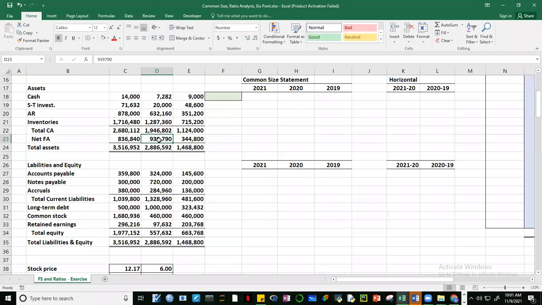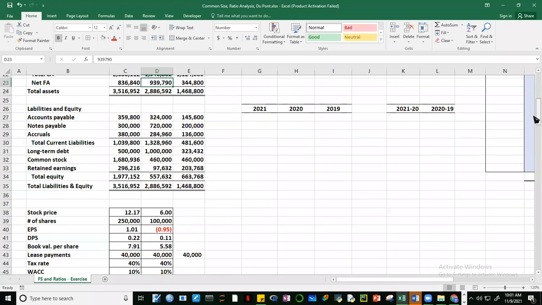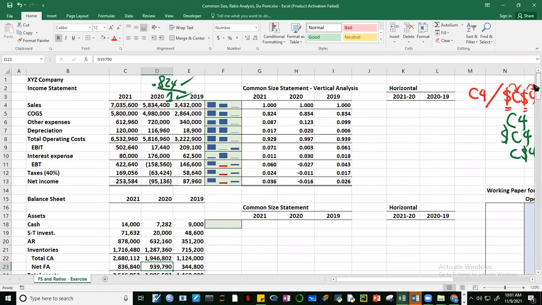There was a huge investment as far as fixed assets are concerned, from 344 to 939, so that could have been the cause of the increase in the debt. And the increase in the debt resulted in a high increase in interest expense.